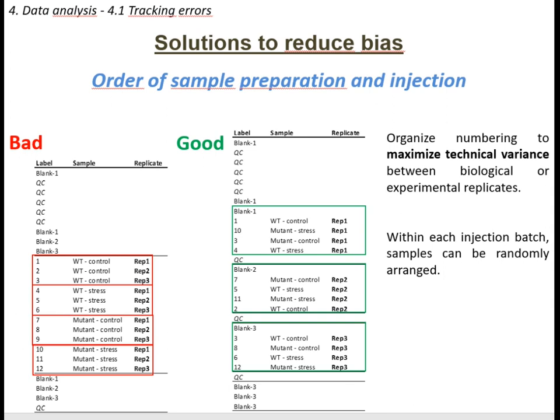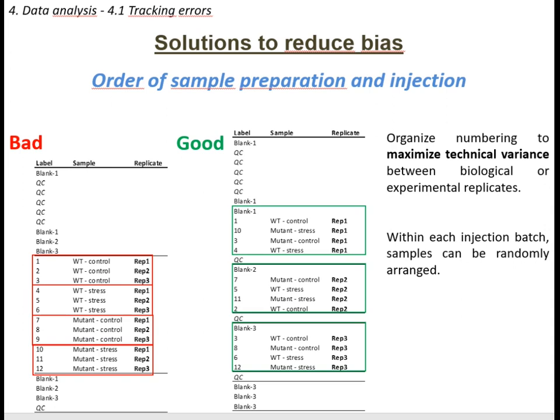So the batch process, you see, you have, of course, blanks. You inject QC many times to follow the source. You inject blanks again to be sure that you don't have unwanted contamination and so on. And then you inject the first modality, the 3 replicates of wild-type control, and then the 3 replicates of wild-type stress, and then the 3 replicates of mutant control, and then of mutant stress.